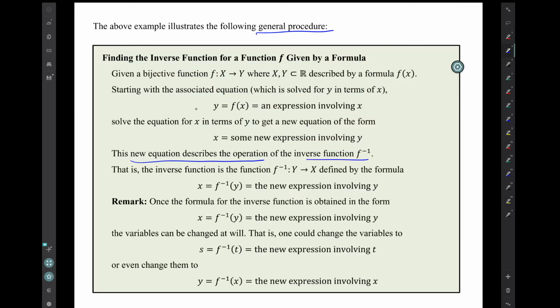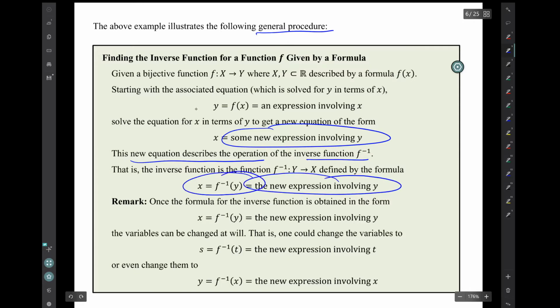That is, the inverse function is the function with domain capital Y and range capital X that's described by this formula. Whatever that new expression involving y was, that's the right-hand side of the function form for the inverse function. f inverse of y equals that new expression involving y. So you get x by computing f inverse of y using that new expression involving y.